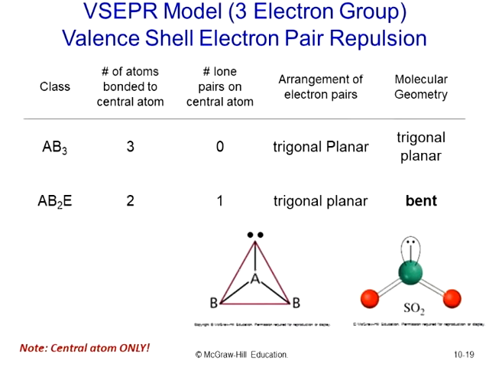Okay? So, for the AB2E, with 1 lone pair, E meaning 1 lone pair, we have a trigonal planar arrangement of electron pairs. However, the molecular geometry is bent. It is important that you differentiate between the arrangement of the electron pairs and the molecular geometry. Take care to listen to exactly what you're being asked. If it talks about the arrangement of the electron pairs, it is trigonal planar. If it talks about the molecular geometry, it is bent or angular.